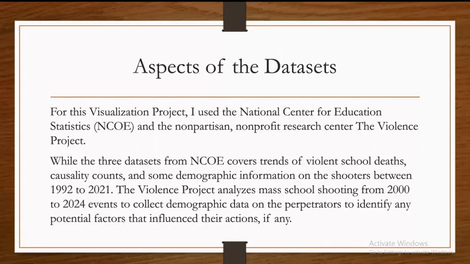To briefly touch upon the data sets, I chose three from the National Center for Education Statistics, which covered violent school deaths, casualty counts, and some information on the shooters between 1992 to 2021, whereas the Violence Project analyzed school shootings between 2000 to 2024 and collected data, especially on the perpetrators, specifically on demographics, age, gender, and warning signs or factors that may influence their decisions.